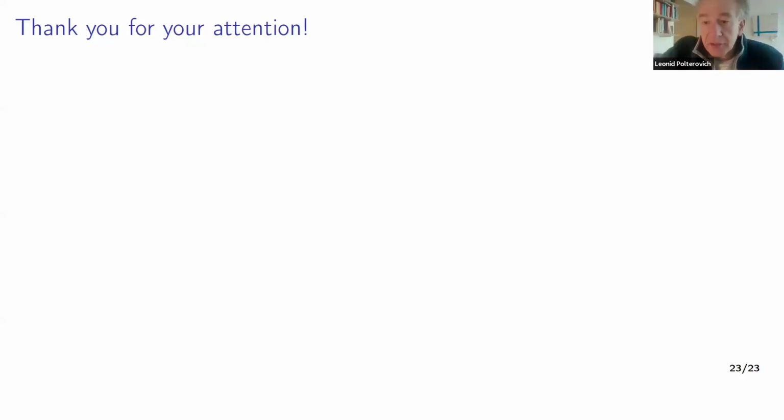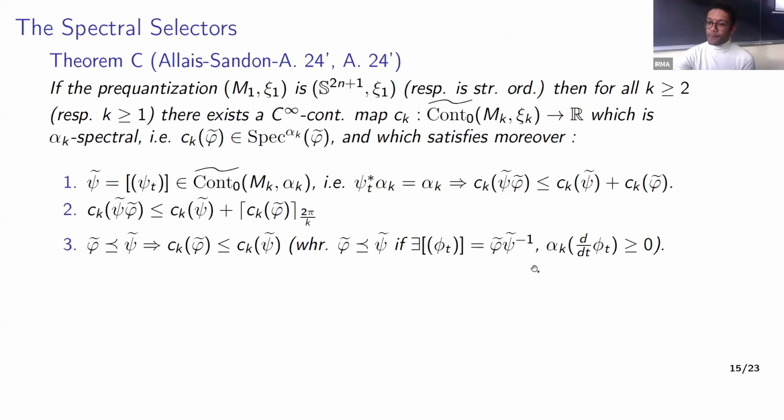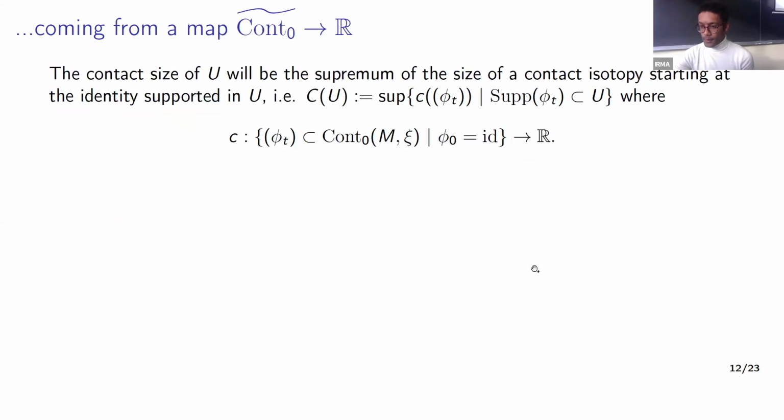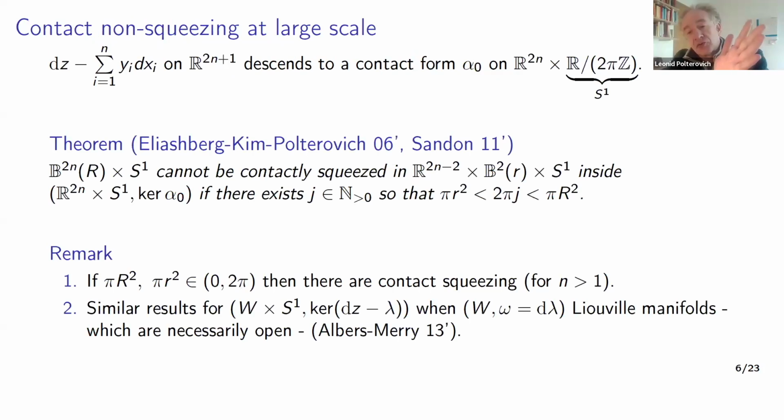Yeah, I have a couple of questions. So, in the case of R2N cross S1, there was kind of an extension of the original squeezing, which says that above the Planck constant, you basically cannot squeeze at all. Can you do the same here?